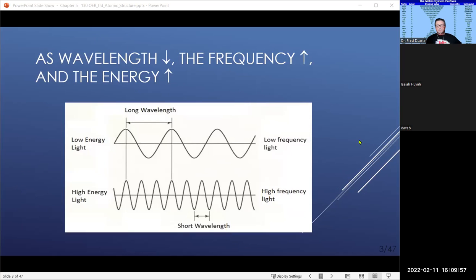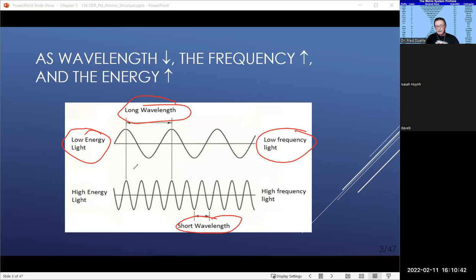Here we have a diagram of 2 different wavelengths. You can see that the top one has a very long wavelength compared to the bottom one, whose wavelength is a little bit shorter. The bottom one has a very short wavelength, relatively speaking. Now, a long wavelength relative to a short wavelength has a low energy, and within a given time unit, it has low frequency.